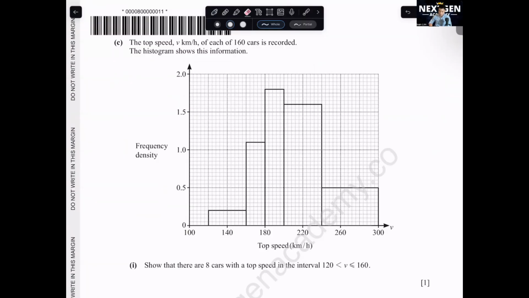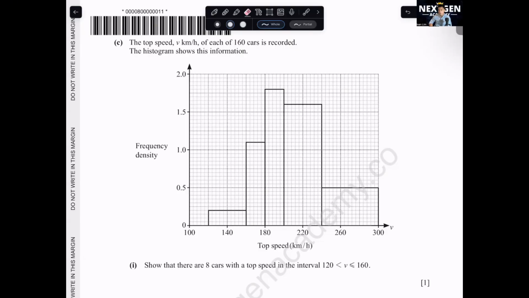Okay, let's read this. The top speed v kilometers per hour of each of 160 cars is recorded. The histogram shows this information. Okay, so you've got frequency density, then your x-axis is top speed in kilometers per hour. Show that there are 8 cars with a top speed in the interval 120 to 160.